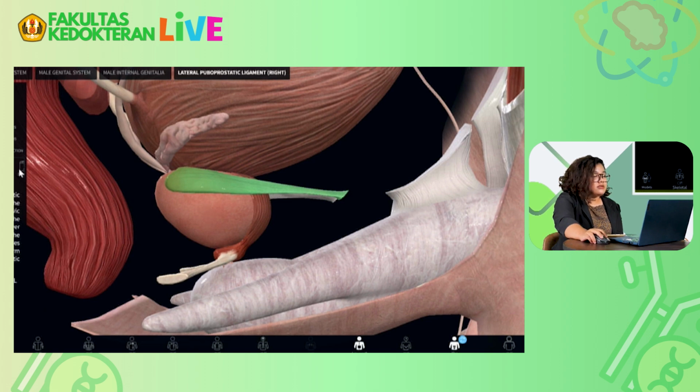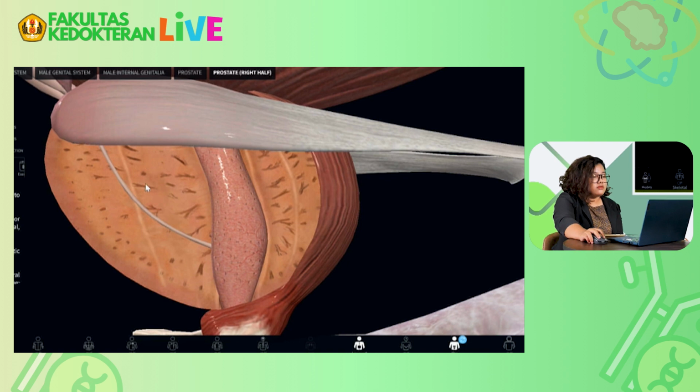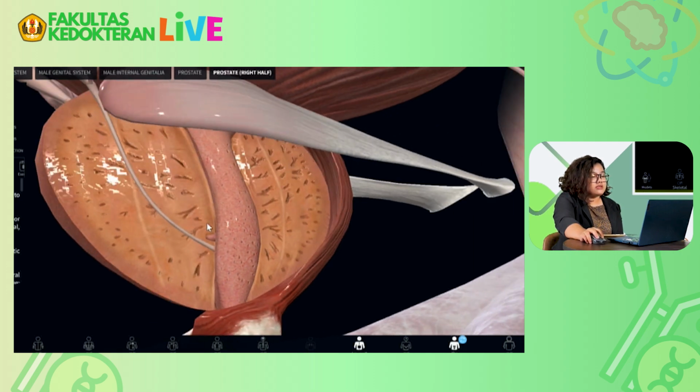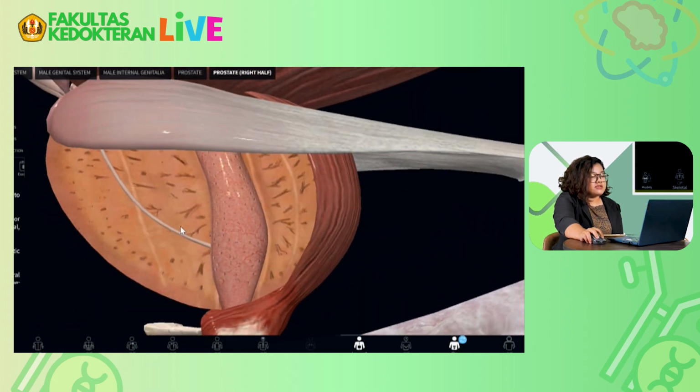Okay, let's see the inside again. Okay, this is the central zone, and then you can see some sort of line demarcating here. This is the central zone, and then the outside to it is the peripheral zone. And then we have the surfaces, anterior, superior, and then inferolateral over here.